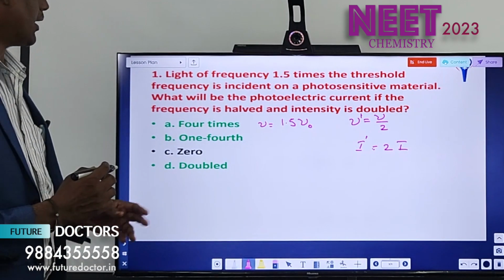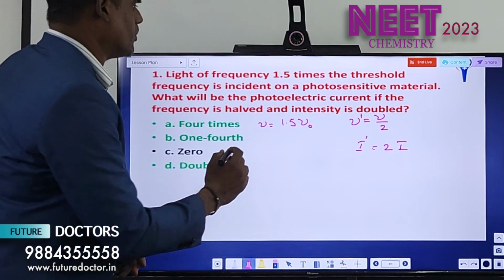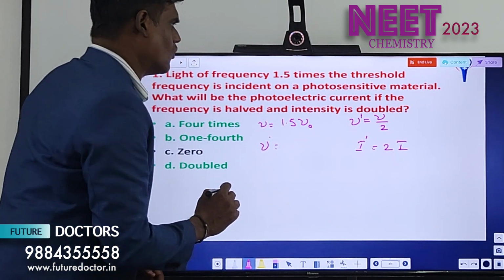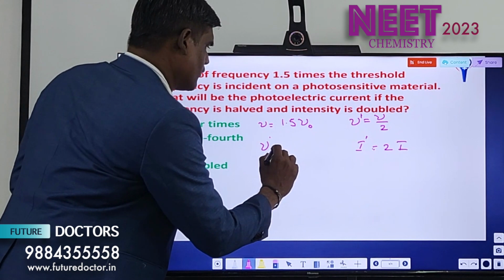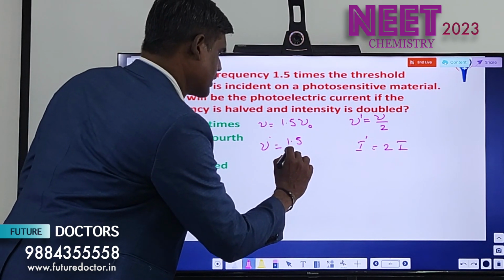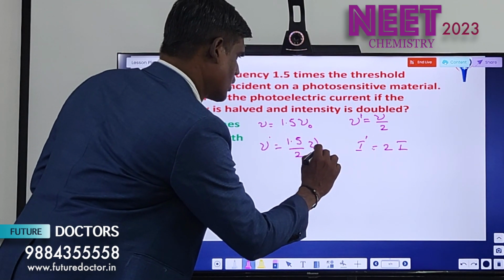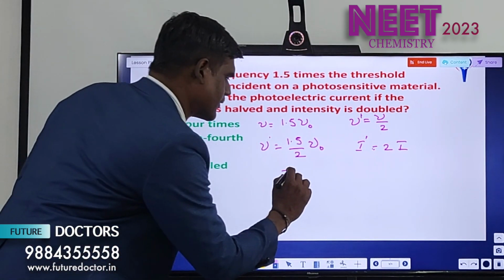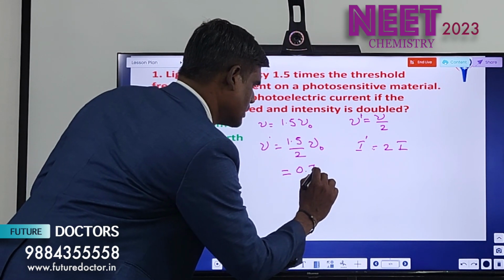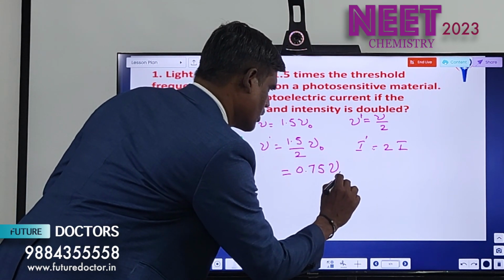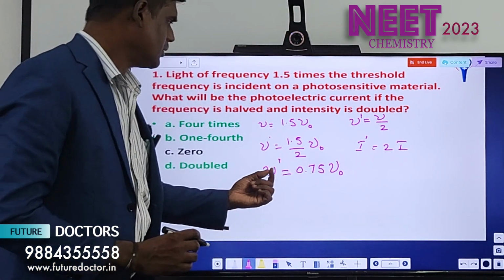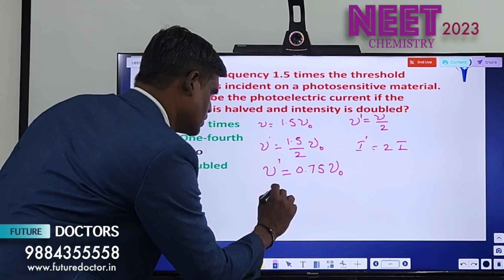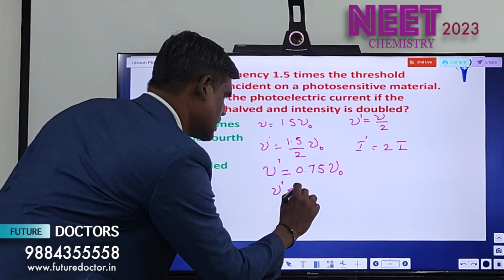And if nu dash equals nu by 2, then nu dash equals 1.5 by 2 of nu naught. That is equal to 1.5 by 2 is 0.75, so 0.75 nu naught. What will happen? Now this frequency is less than nu naught. That is, nu dash is less than nu naught.